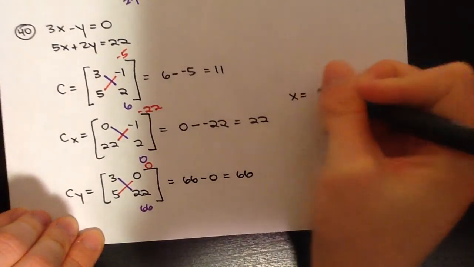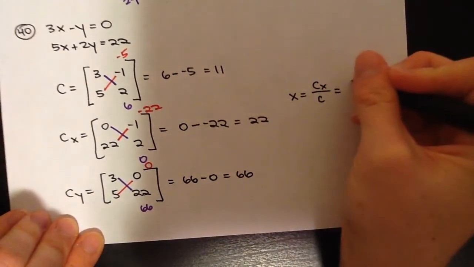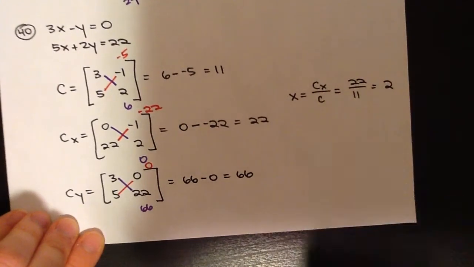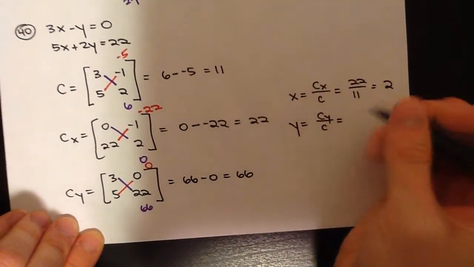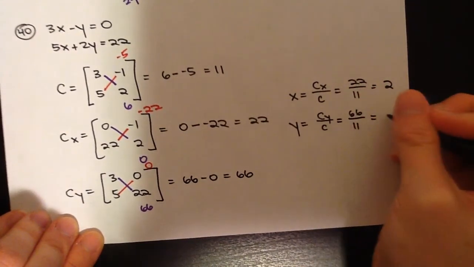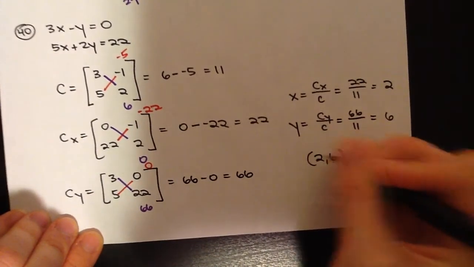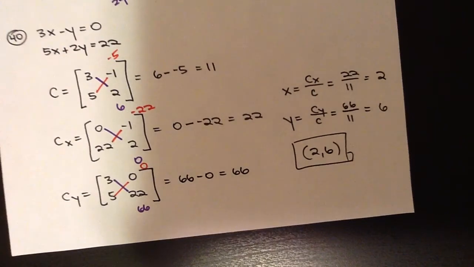So the x value is always going to be Cx divided by C. Cx is 22 divided by C, which is 11. That gives me a value of 2. The y value is always going to be Cy over C. Cy is 66. C is 11. So 66 divided by 11 gives me 6. So my ordered pair is 2 for x, 6 for y, and that is the solution using Cramer's rule.